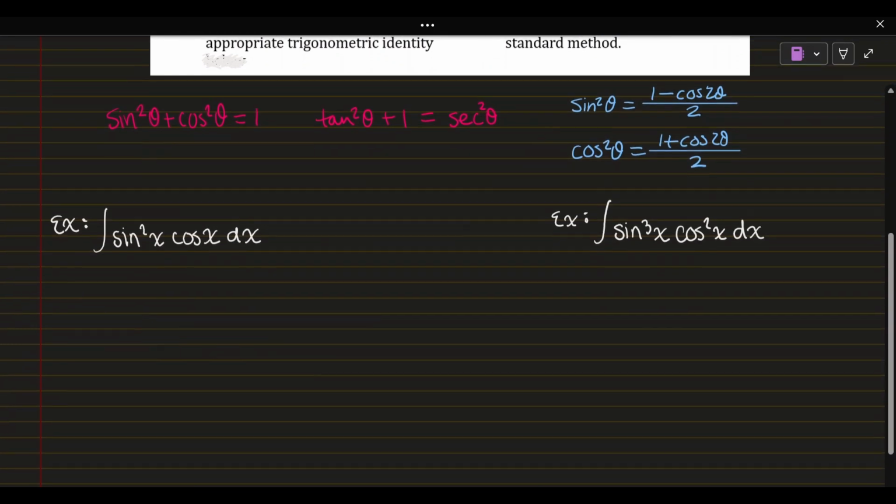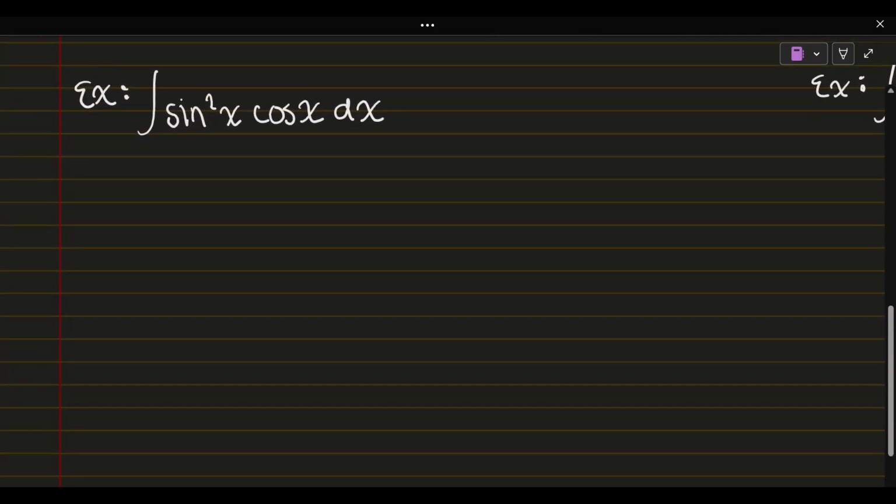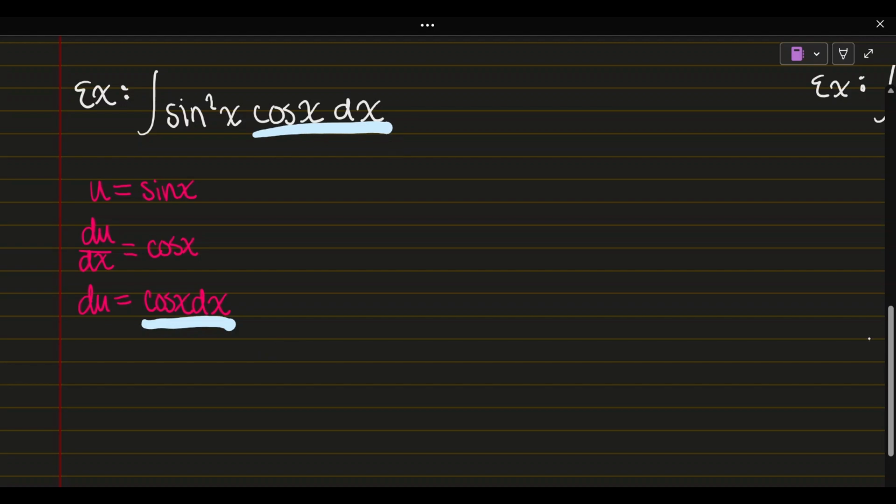Okay, so let's start solving some problems. So we have the integral of sine squared x cosine x dx. I notice that the power on my sine is even, so I will let u equal sine x. Then du by dx will equal cosine x, so my du equals cosine x dx. Cool. So this cosine x dx right here matches this, so in my substitution those will cancel out.